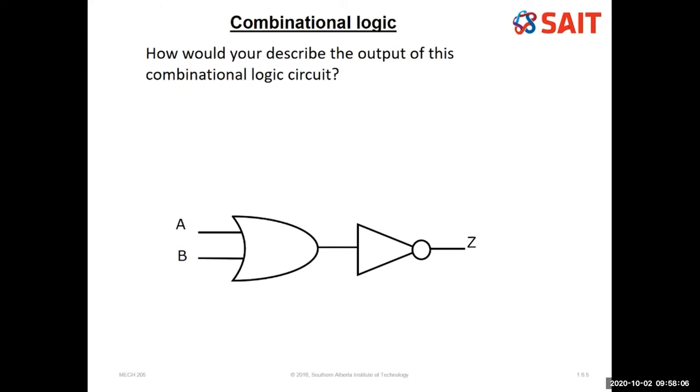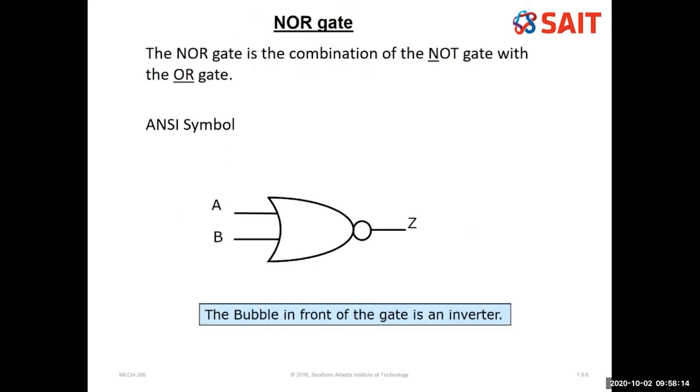Same thing goes with NOR. NOR is just a combination of N for NOT and then OR to create a NOR gate. I have an OR. Sorry, A or B would give me a true, but I have to invert it because of the bubble and make it a false. So it's an OR gate with a built-in inverter.